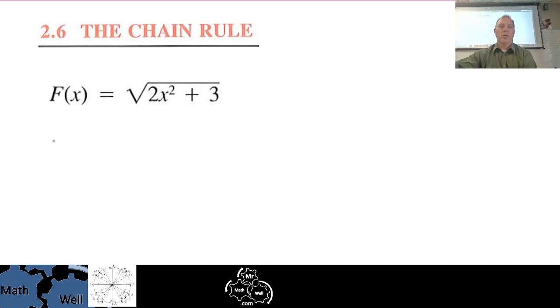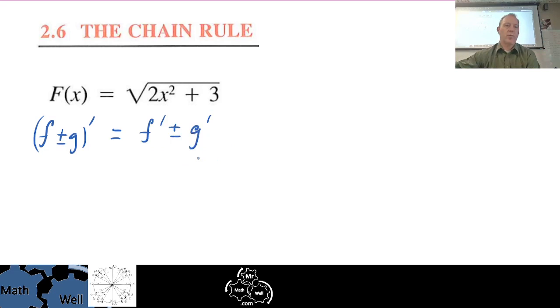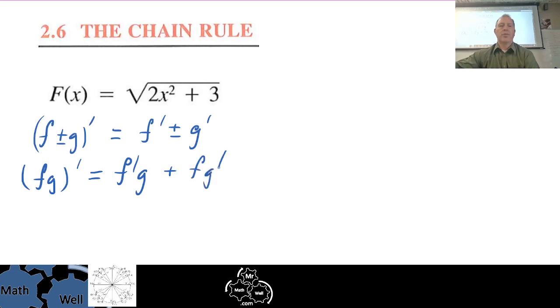Now, before I get into what the chain rule is or why we would use it, let's just review what we've done before. You don't have to write this down, but we've done the sum and difference rule, plus or minus here. You take the derivative of each function that's added or subtracted, and you add or subtract the individual derivatives. We've also done the product rule, f times g. That's derivative of the first times the second, plus, it's always plus, the first times the derivative of the second. So this is sum difference, this is product rule, okay?